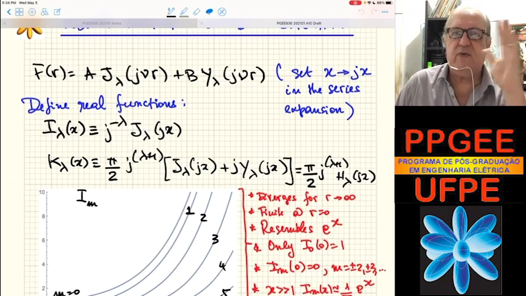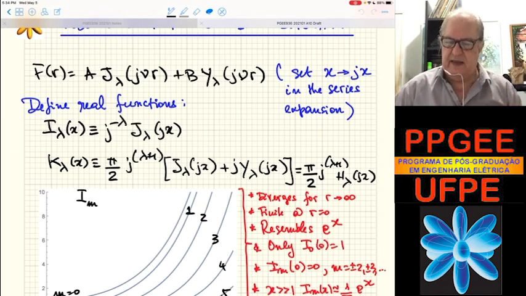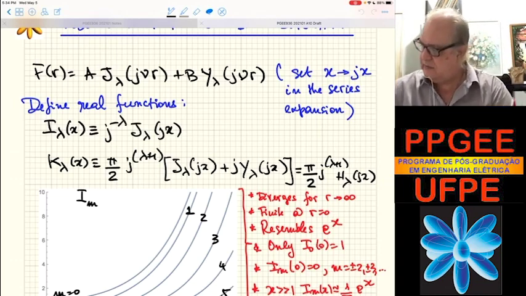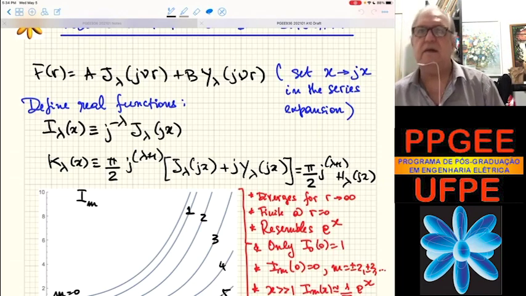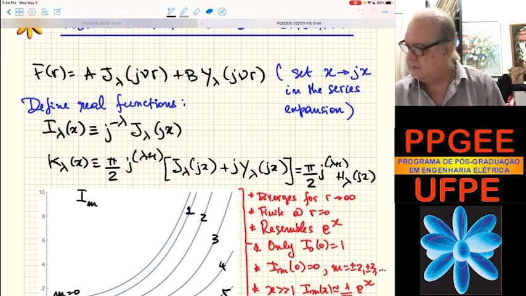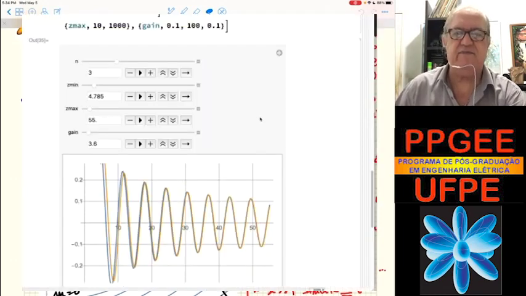When you change the argument to real arguments or complex arguments, you have complex exponentials and real exponentials. Sine and cosine instead of hyperbolic sine, hyperbolic cosine. So that's the behavior. Let me show you on my screen here how these functions look. They are exponential type functions.